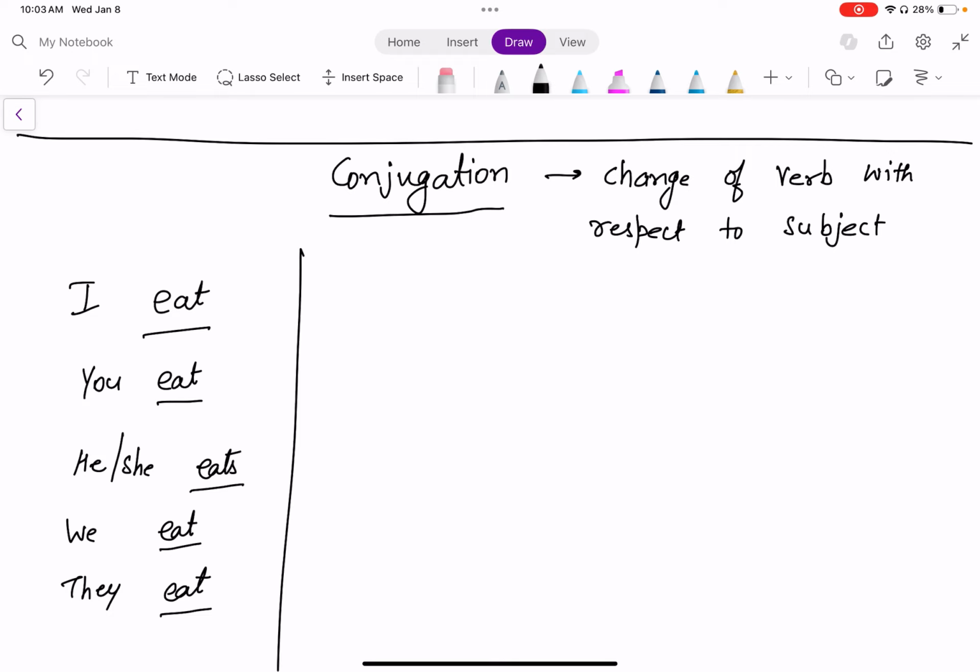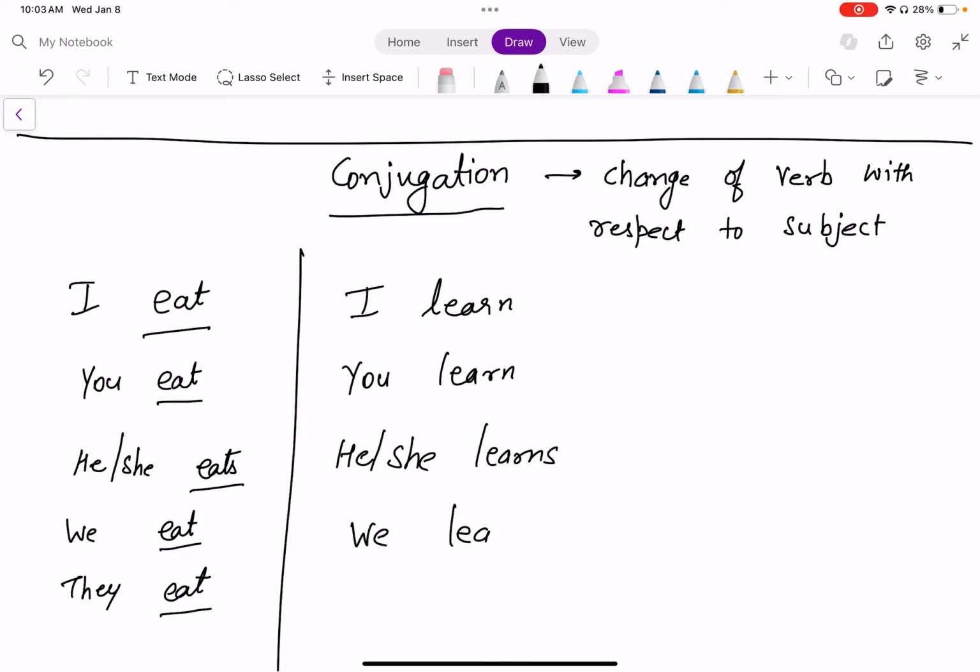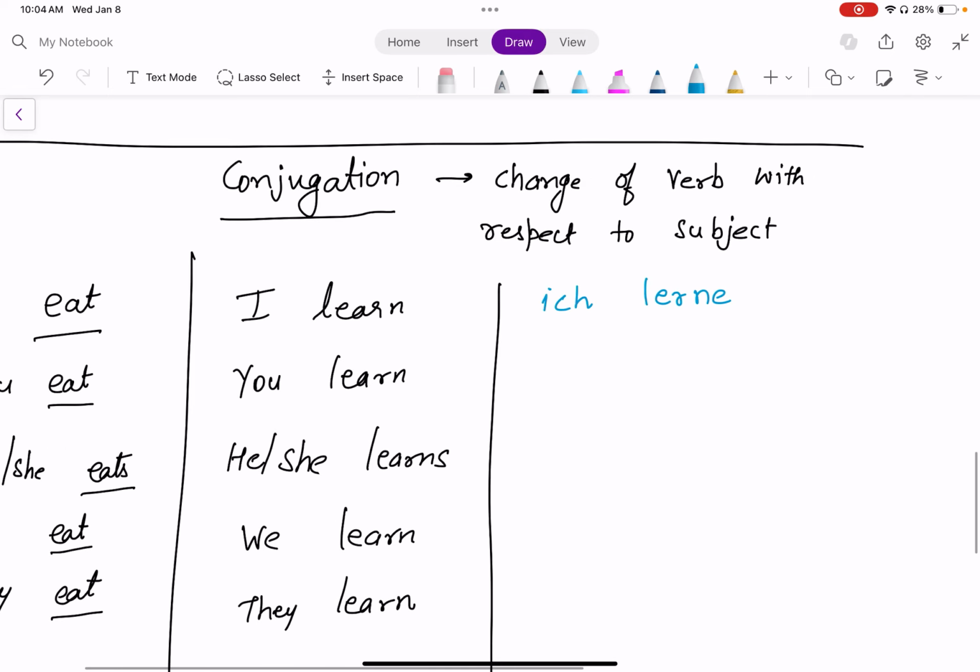Or let's take an example of this verb, learn. I learn, you learn, he or she learns, we learn, and they learn. In English, it's like this. But in German, it is different. For example, how will we write it? It's ich lerne. Ich lerne, I learn.